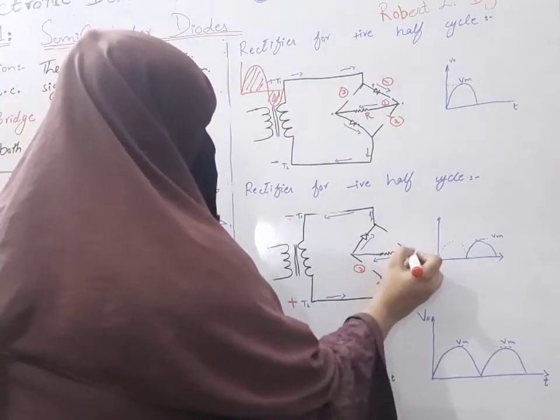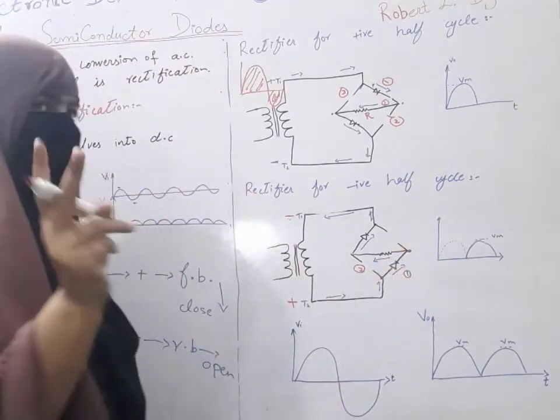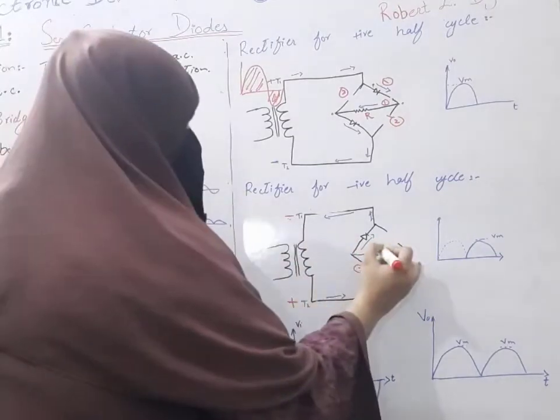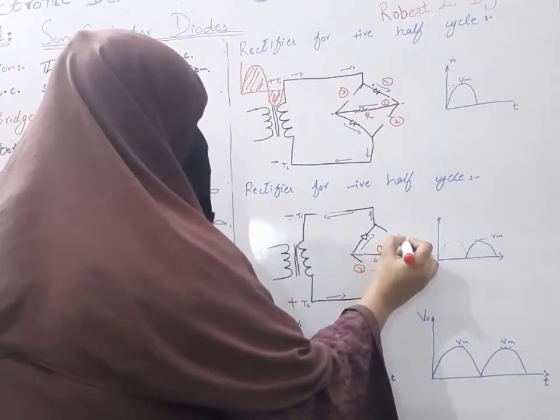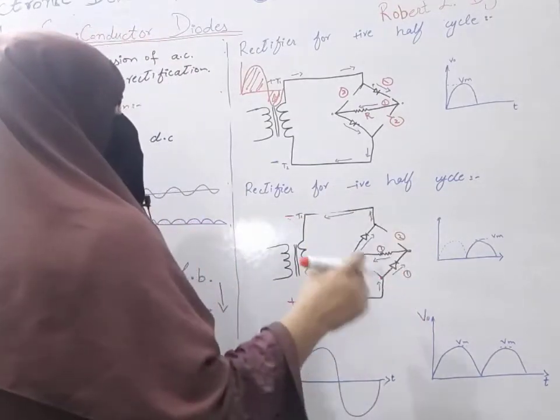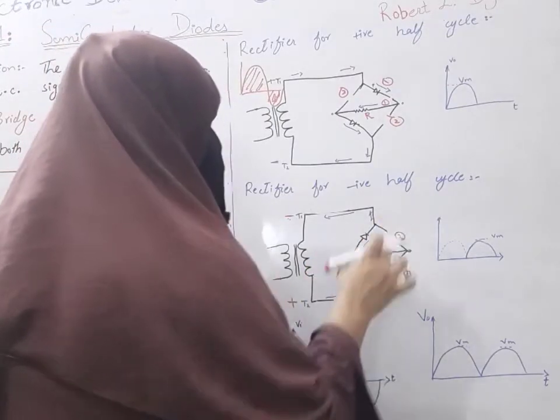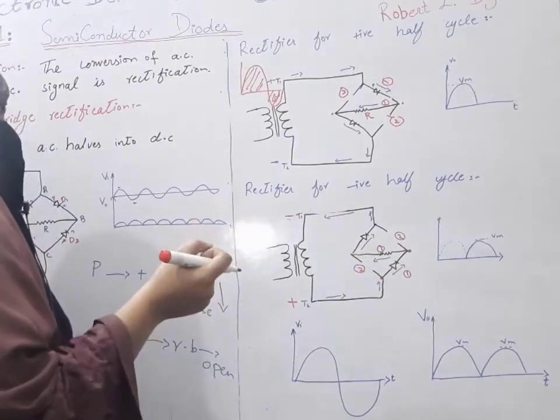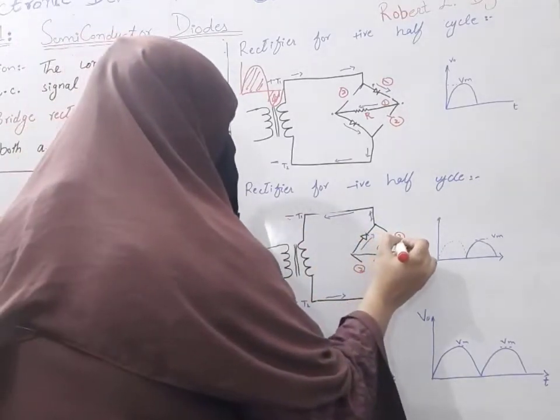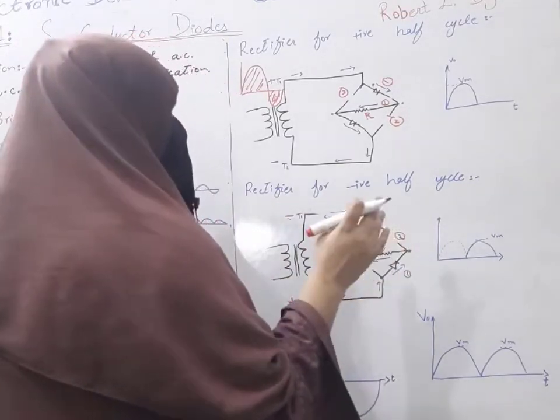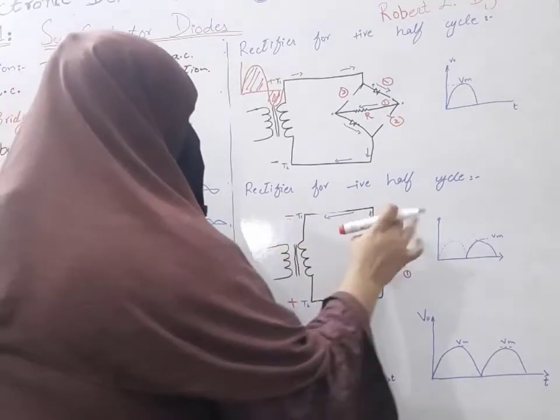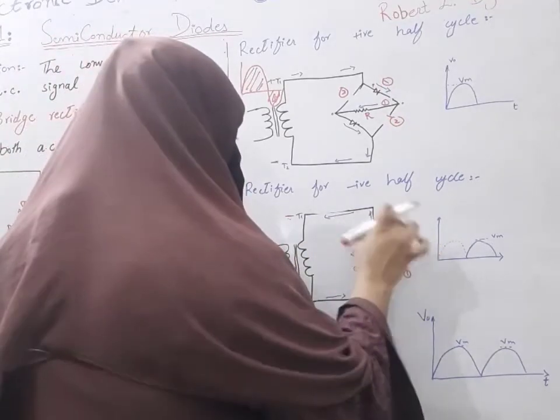Now at this point, current has two ways again. Number one is the resistance way, number two is this way. So again current will flow through the resistance because this side is open. Why is this side open? Again, here is the N side which is connected here, so it will be open here. Here the diode will be reverse biased.